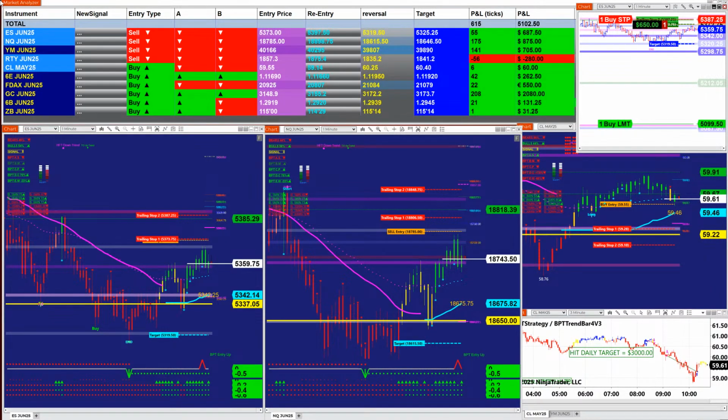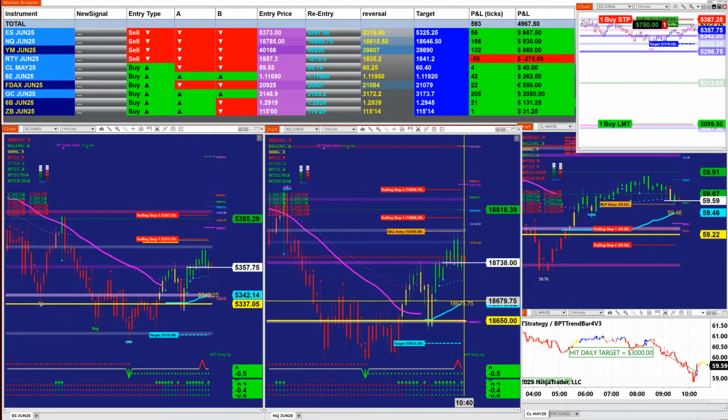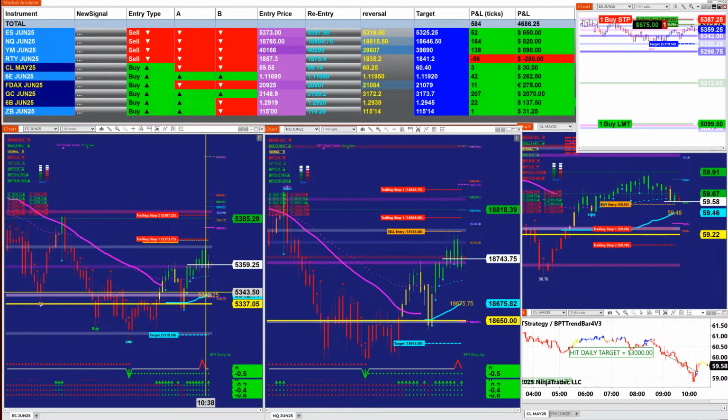You can see how the Nasdaq has now fallen, and the re-entry on the Nasdaq is 18,674. The ES looks better. The re-entry is 53.43. This is a good re-entry long on the ES.